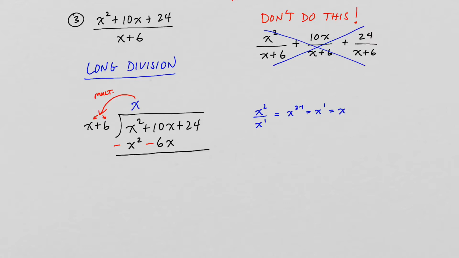Now, if we do that subtraction, notice that x squared minus x squared cancels. 10x minus 6x is 4x, and then the plus 24 we can bring down. After this, you repeat the process.